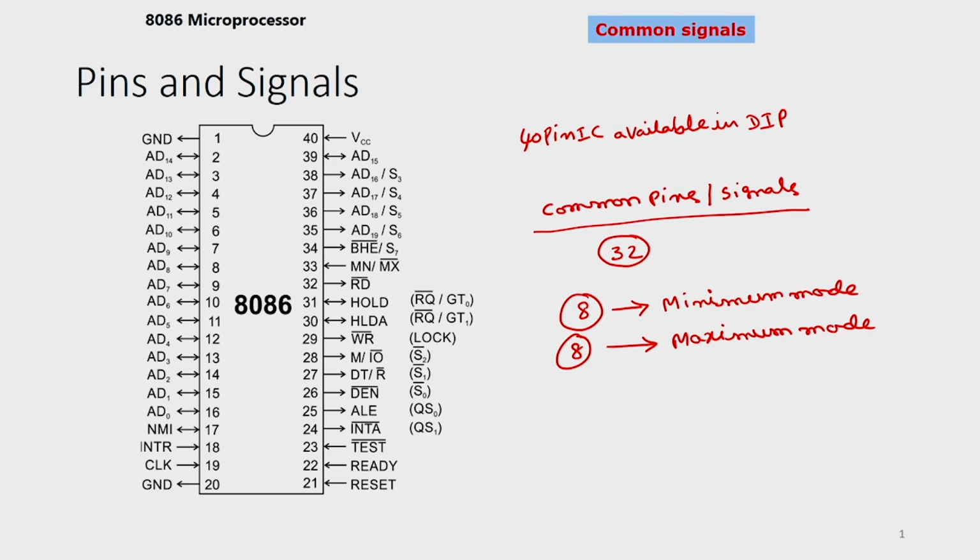If we come to these common pins, we require VCC and ground for any IC. So, we have one VCC which is equal to 5 volts, and one specialty of this 8086 is that it has 2 grounds. The reason for having the 2 grounds is to cancel the noise.